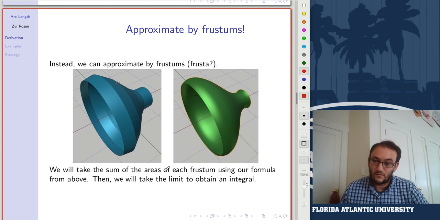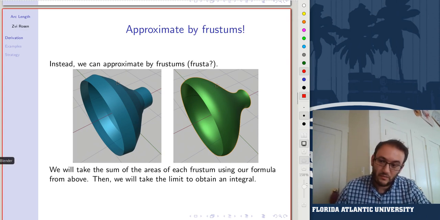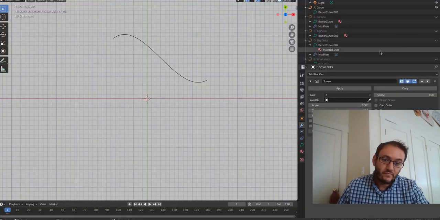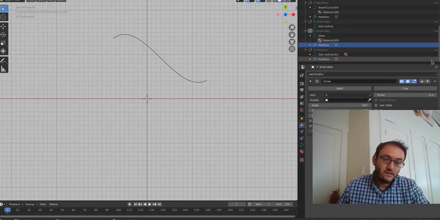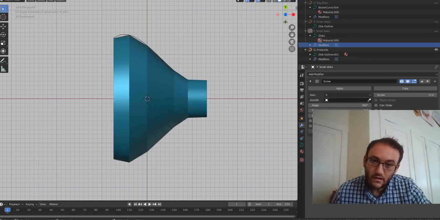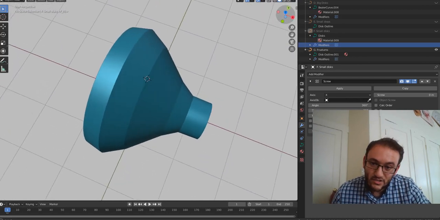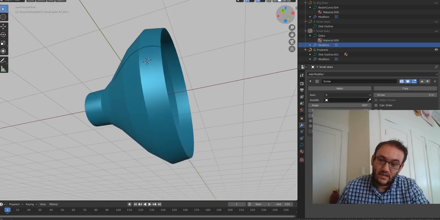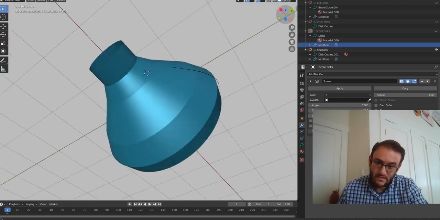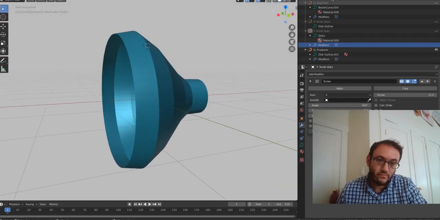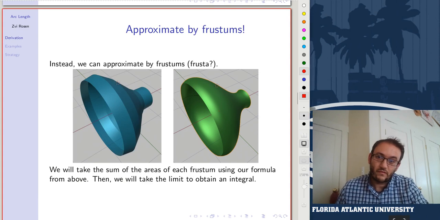We're capturing a lot of the things that are happening on the diagonal, even if it's not quite as correctly curved. Okay, and maybe I'll just bring up Blender so we can see this collection of frustums. You can see that this does a good job of smoothly approximating the surface that we're interested in.